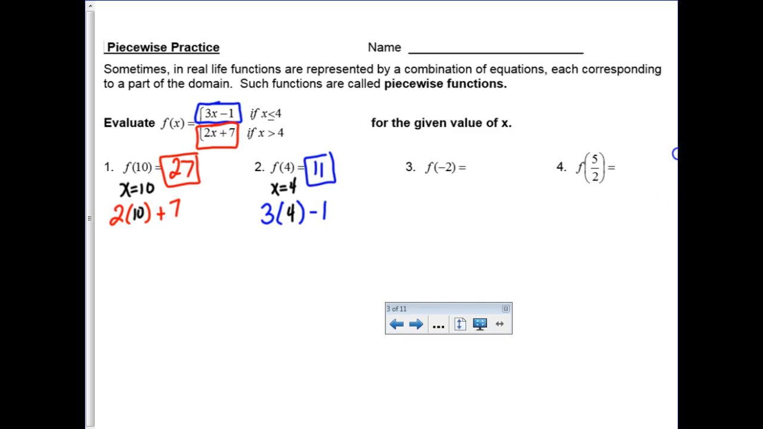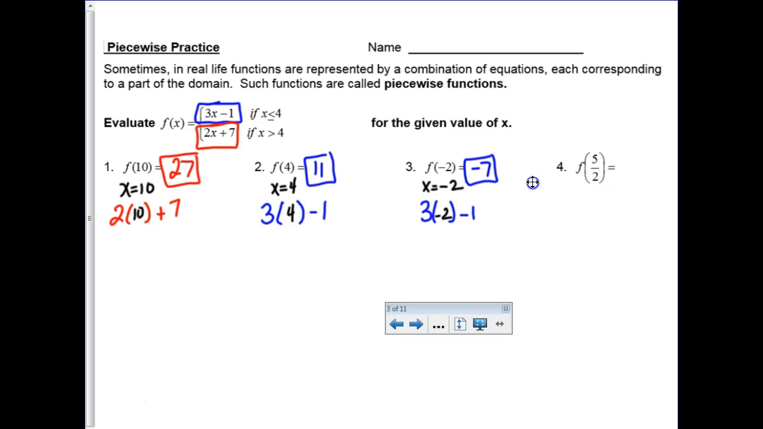Okay, what about if x equals negative 2? Okay, so that top function, that blue function again, because negative 2 is surely less than 4. So 3 times negative 2 minus 1. So negative 6 minus 1, yes, negative 7.